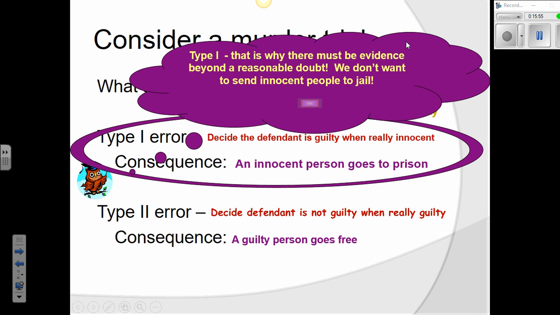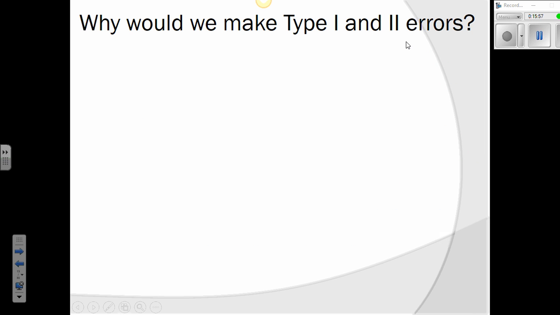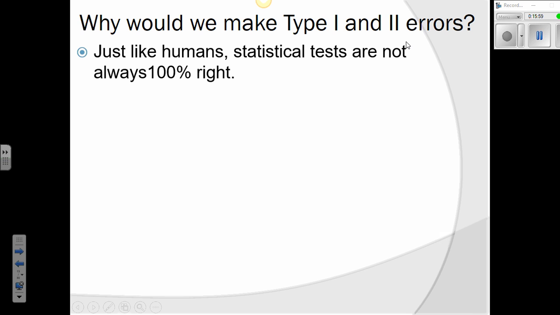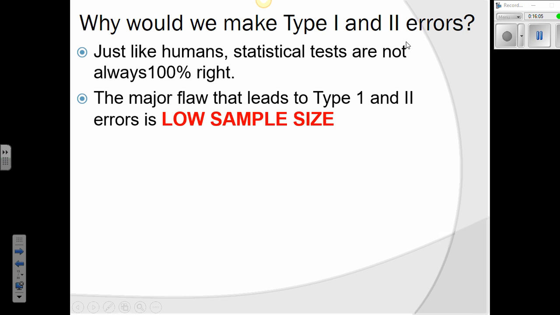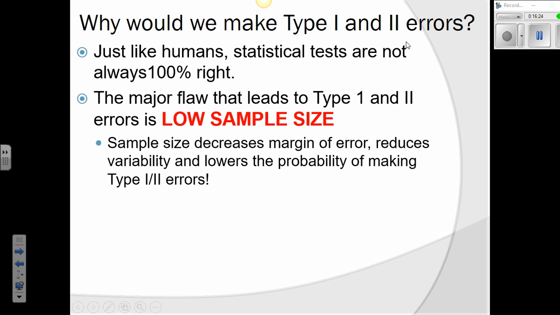Okay? Why would we make type 1 and 2 errors? Well, just like humans, hypothesis tests and statistical tests are not 100% accurate. The biggest flaw that leads to these errors is, shocking enough, I know you guys are surprised by this. When do we make the most errors? When we have low sample size. So how do we fix that? You increase the sample size. So increasing the sample size here would fix that.